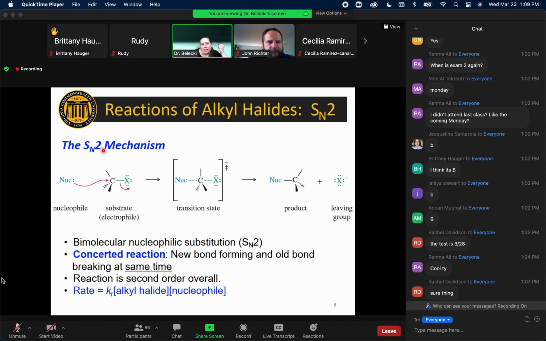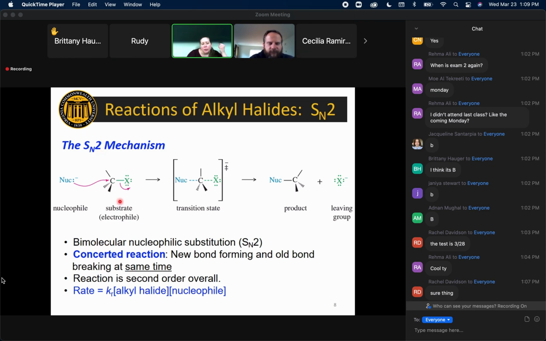And notice that in an SN2 mechanism, which is bimolecular, we have our nucleophile and our electrophile coming together, forming a new carbon nucleophile bond at the same time that we are breaking a carbon halogen bond. What this means is a couple of things. One is that we can call this a concerted reaction because the bonds being formed and the bonds being broken, those two activities are happening in concert with each other or at the same time. This means also that the reaction is second order overall because it has two different molecules involved in the rate determining step, one of the alkyl halide and one of the nucleophile.